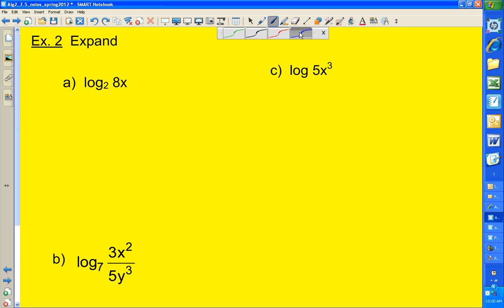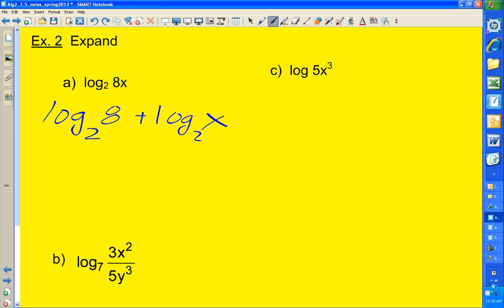Which property can I apply for log base 2 of 8x? Product property. Log base 2 of 8 plus log base 2 of x. Should we leave it like that? Why not? It would be. Very good. Log base 2 of 8 we know. So we want to write 3 plus log base 2 of x. If you can evaluate without a calculator, you should do it.